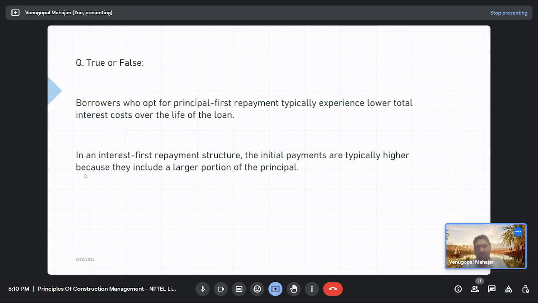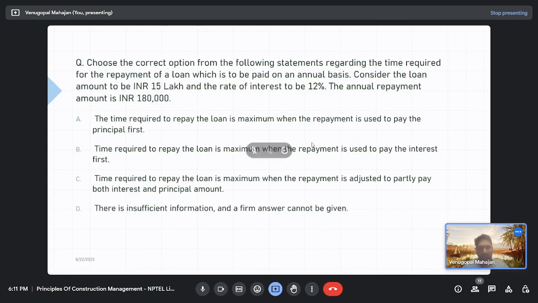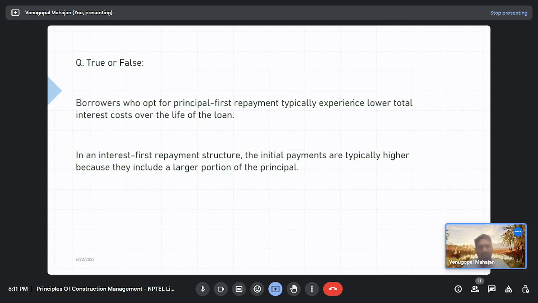Now just another true false, we will be quick. Borrowers who opt for principal first repayment typically experience lower total interest cost over the life of the loan. Yeah, so this is true. What about this? In an interest first repayment structure, the initial payments are typically higher. We just saw that they're lower, so this is false.